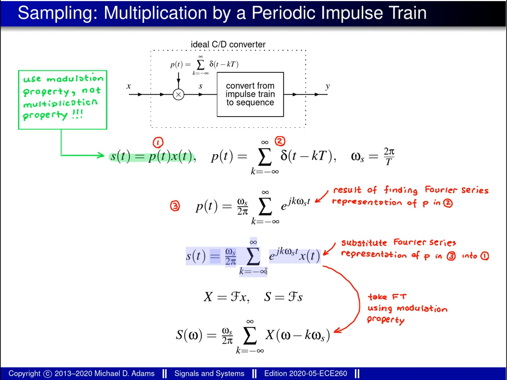Next, we want to take the Fourier transform of this equation. To do this, we can use the modulation property of the Fourier transform. So in what follows, let big X and big S denote the Fourier transforms of little x and little s respectively. Taking the Fourier transform of this equation, we observe that we have multiplication by a complex sinusoid, where the frequency of the complex sinusoid is k omega s. So the effect that multiplying by this complex sinusoid will have on the Fourier transform is it will shift it by k omega s. So here we have our formula for big S, which is what we were asked to find in this problem.